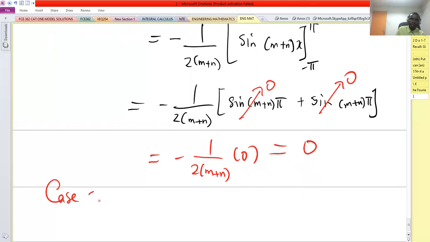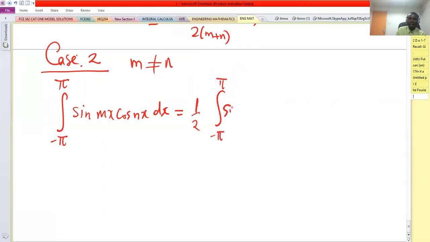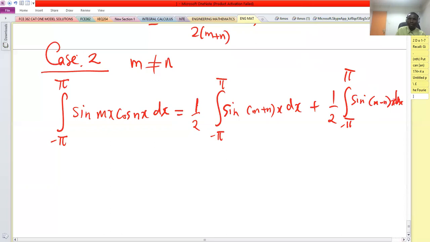Case 2 is when m is not equal to n. So that means that the integral from minus pi to pi of sine mx cosine nx dx will be a half integral from minus pi to pi of sine of m plus n x dx plus a half integral from minus pi to pi of sine m minus n x dx. So all the two terms will be there.